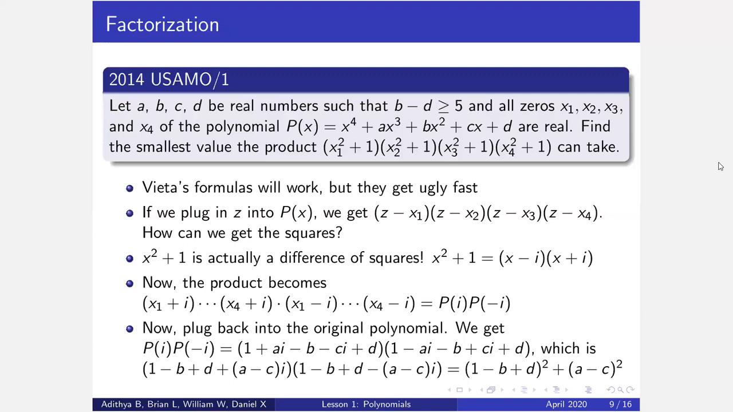And then from here it's pretty easy, right? Because you now just have to maximize this given that b minus d is greater than or equal to 5, right?